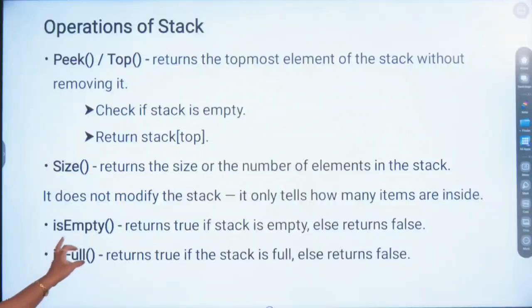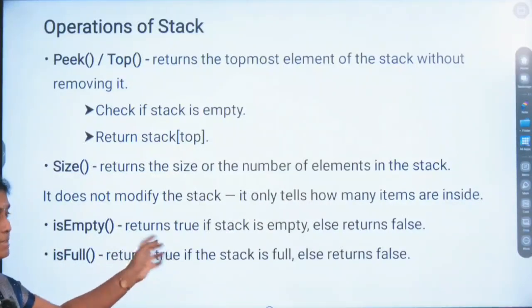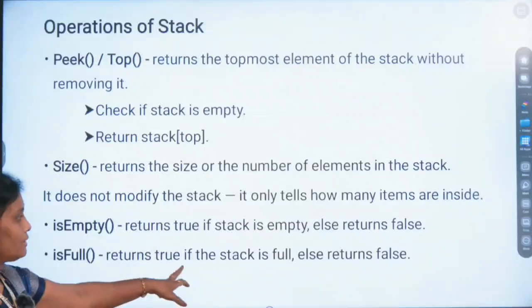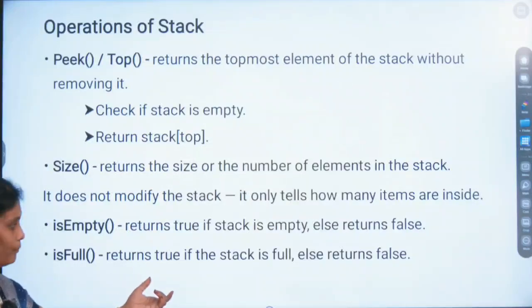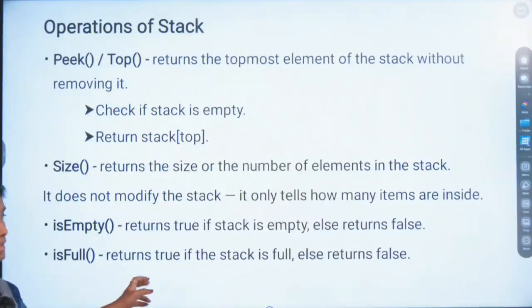So the next function is the empty function. This function will return true if the stack is empty, else it will return false. The last function is the full function. This function will return true if the stack is full, else it returns false.